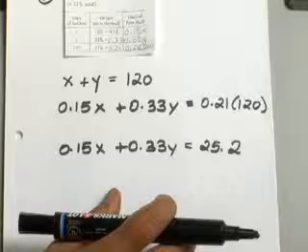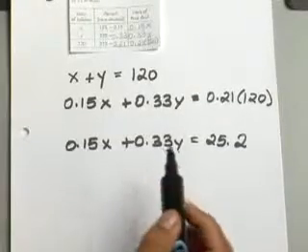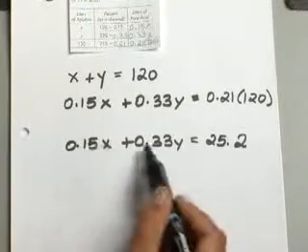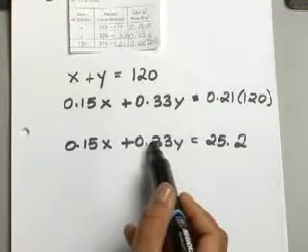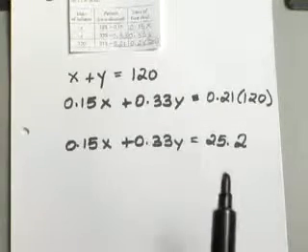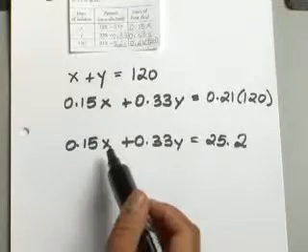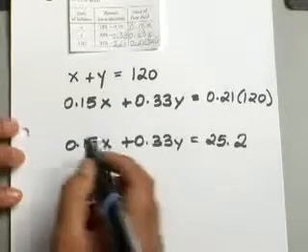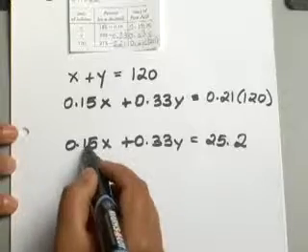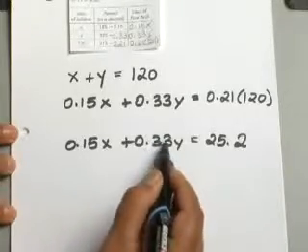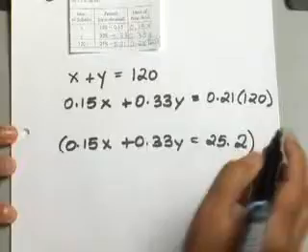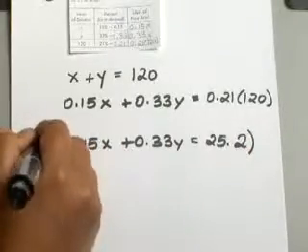Now, here's what you can do. If you want to leave these as decimals, you can go ahead and do that. Or if you like working with whole numbers and you don't want to work with decimals, you can go ahead and get rid of these decimals. And to do that, as you can see, you have 2 decimal places after each decimal point. Go ahead and multiply the whole equation by 100.